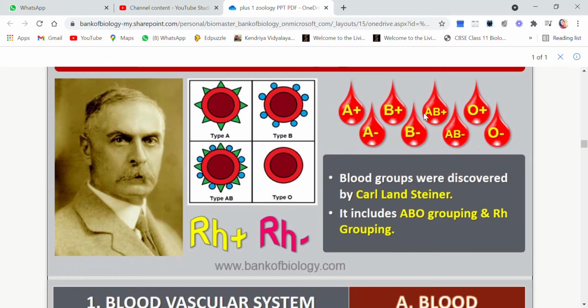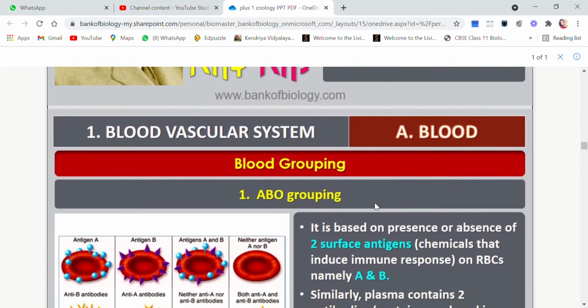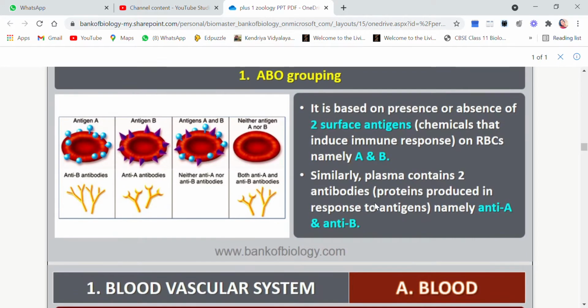Children, let's start. Blood group were discovered by Carl Landsteiner. You can see his picture. He was the person who gave us these groups, the study of blood groups. Now this blood group includes ABO grouping, and it also has RH grouping, which we will study in detail. So let's start with ABO grouping, children.